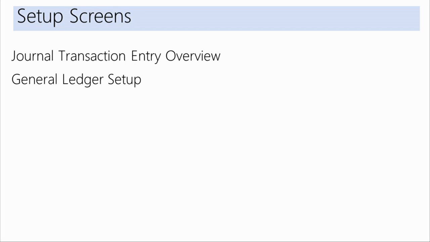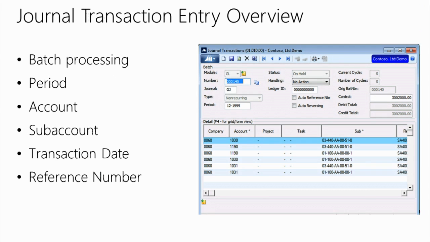For our setup screens, we're going to start off with the General Ledger setup, but before that, let's get into the understanding of how information is entered into Microsoft Dynamics SL through our Journal Transaction screen. So, before we start looking at the setup screens so we can get some idea of some items that we're going to talk about on the setup screen, we want to talk real high level about this Journal Transaction screen.